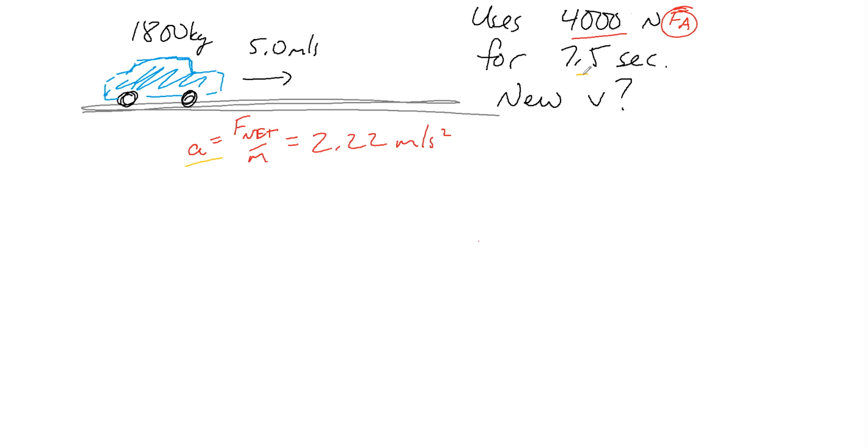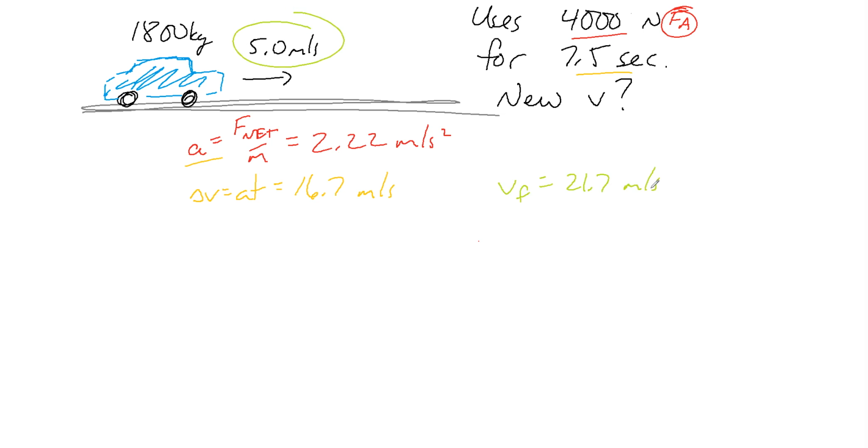Now that we have the acceleration and the time, we can find the change in v for the car. That would just be the acceleration multiplied by the time, and that gives us a change in v of around 16.7 meters per second. So we've got the change in v, 16.7. All we have to do is add that to the 5 that we started with. So our final speed would be the 5 that we started with, plus the 16.7, and we have about 21.7 meters per second as the new speed.